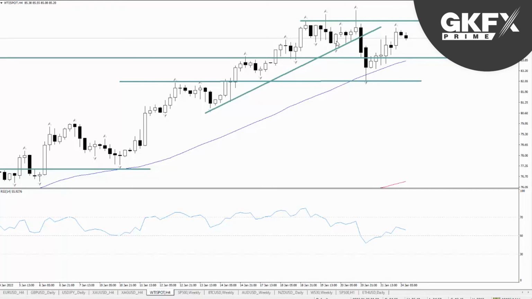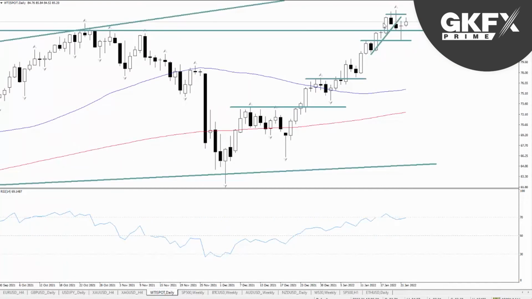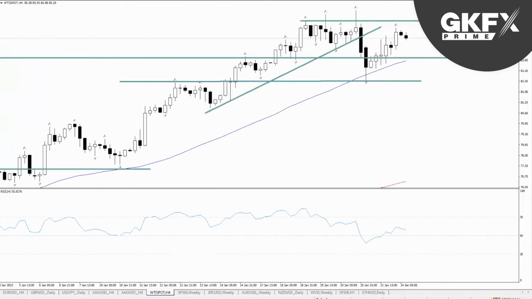So lower low, lower high suggests that maybe we are going to get a pullback and a bit of a false breakout above that previous high, and potentially a reversal here in WTI, but no confirmation just yet.